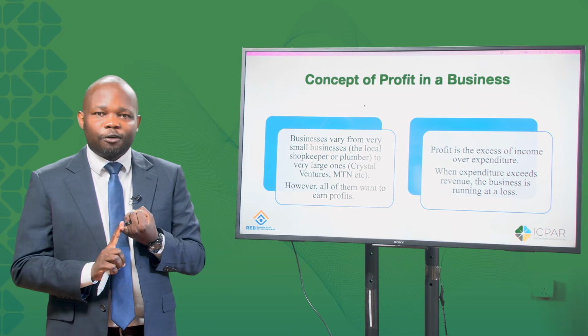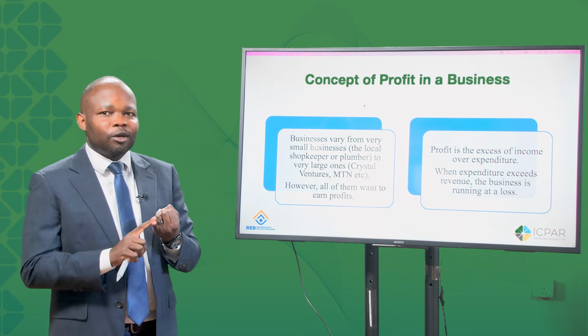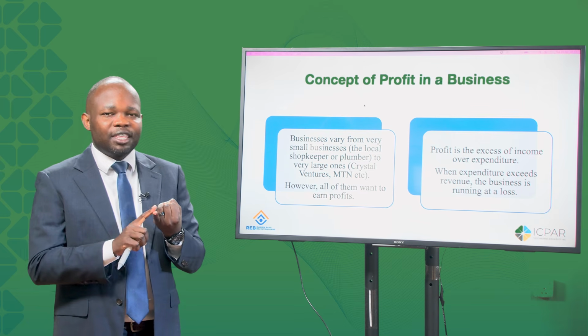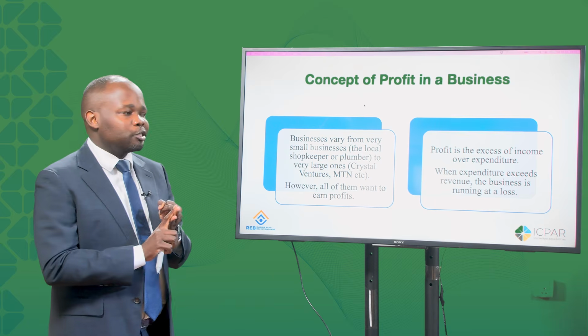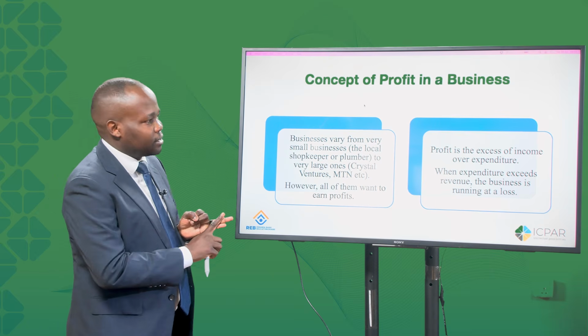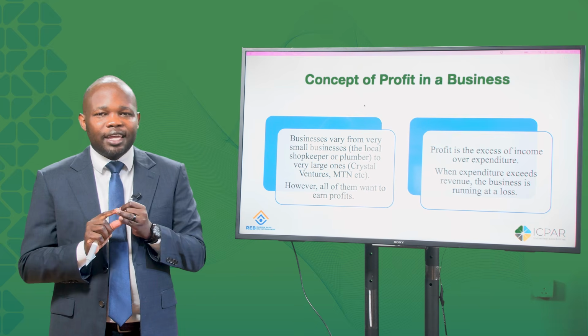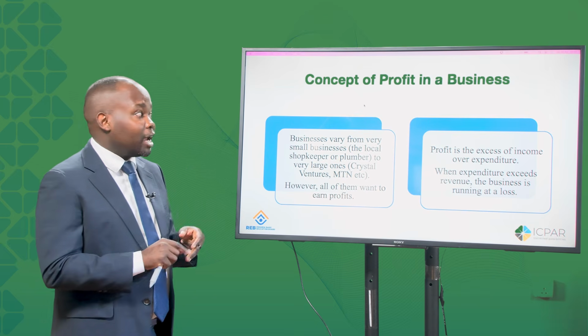When do we have a profit? Profit arises when the revenue from the business or the income from the business is more than the costs. When the costs or expenditure are more than the income, we have a loss.